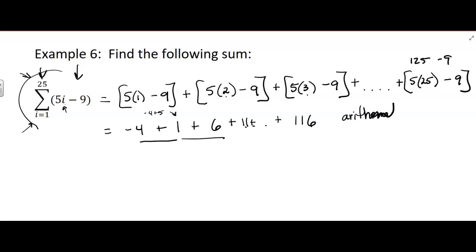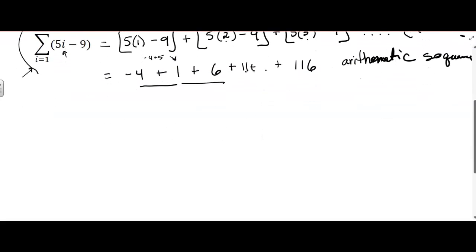I just misspelled arithmetic. It is an arithmetic sequence. So when you're given a summation notation, unless they tell you, you don't know if it's an arithmetic sequence or not. And so you have to find at least 3 terms, 4 is better, the first 4 terms to see if it's arithmetic. But it is, so I don't have to find all 25 terms. I didn't want to have to find all 25.